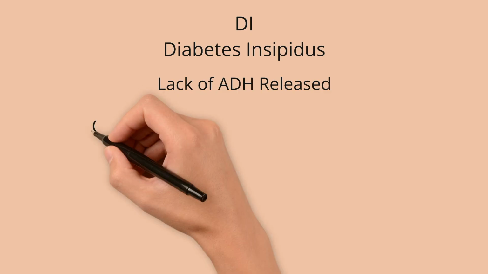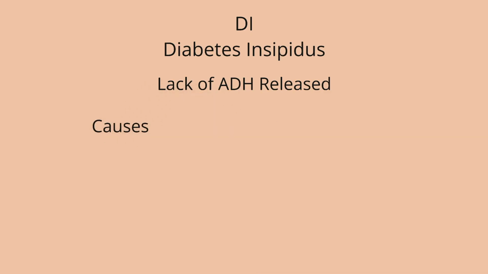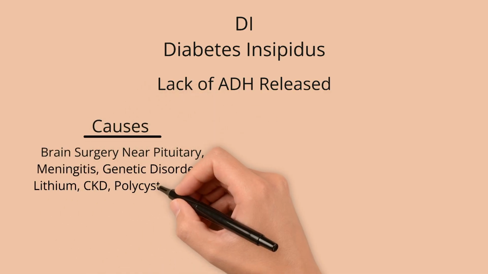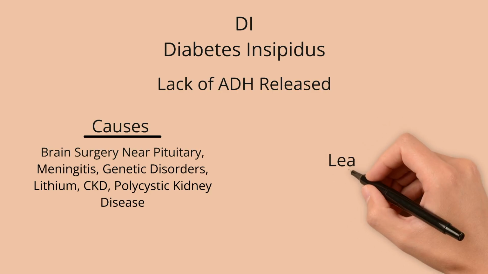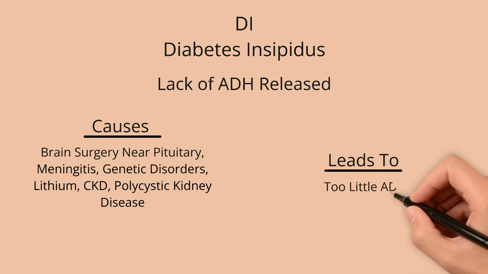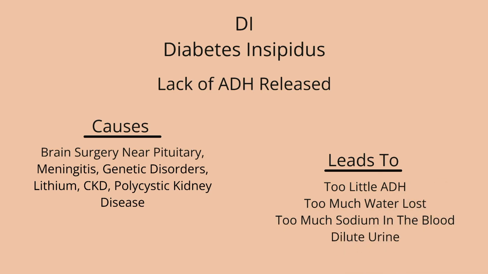They're not the same. Some causes of diabetes insipidus: brain surgery, especially a transsphenoidal where they take out a pituitary tumor, meningitis, genetic disorders, lithium, chronic kidney disease, and sometimes polycystic kidney disease. This then leads to too little antidiuretic hormone, which means that you have too much water loss, making your urine very dilute and sometimes almost clear. With the loss of so much water, you have too much sodium in your blood.